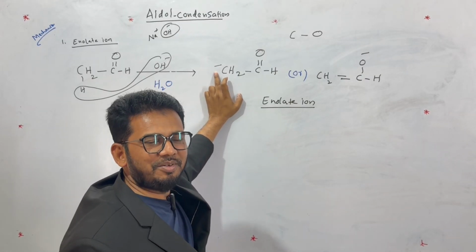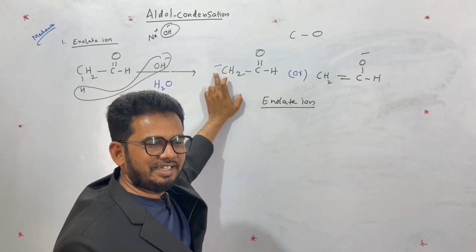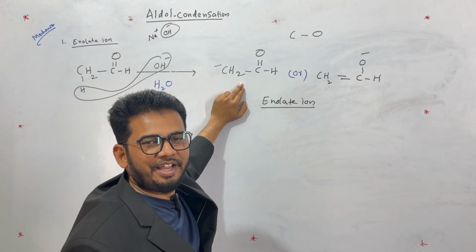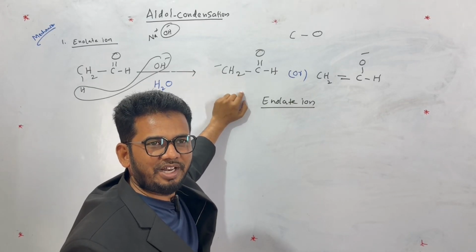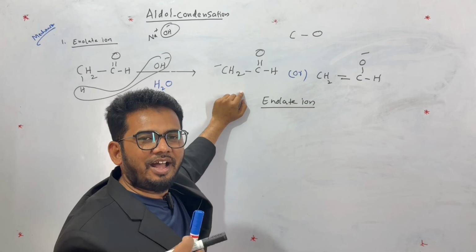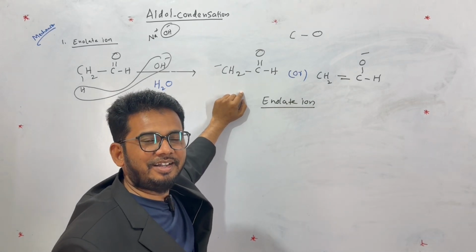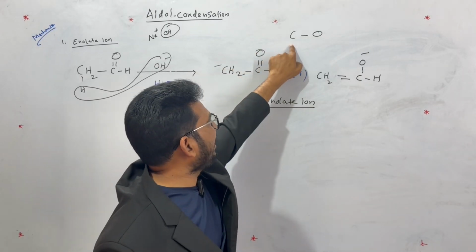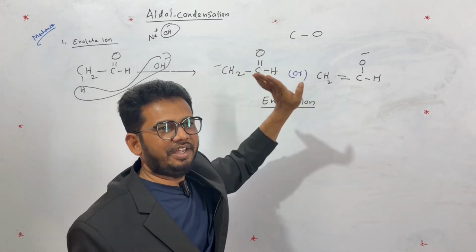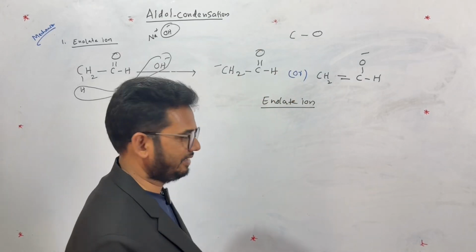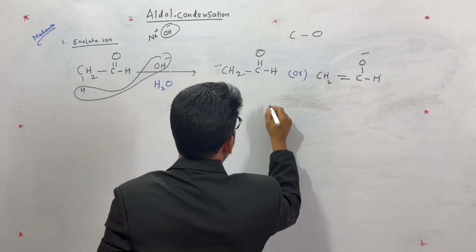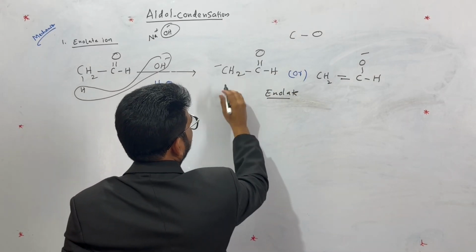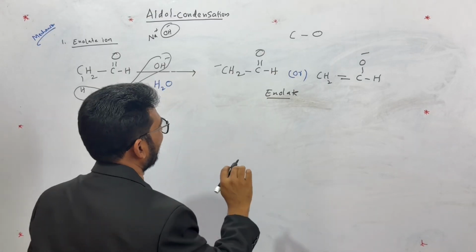In competitive exams they will ask, in the aldol condensation, what type of intermediate is produced? They will give the options. One option is carbanion, another option is enolate ion, the third option is alkoxide ion or something like that. At that time we have to choose enolate ion because the negative charge is shared between the carbon and oxygen. That's why it is called enolate. I hope you understood. In the first step, what does it produce? Enolate. Don't call it carbanion.